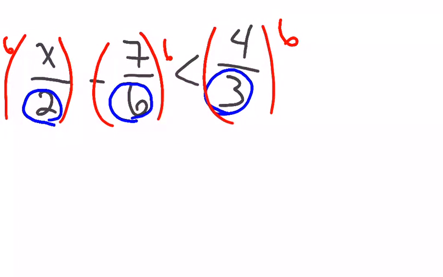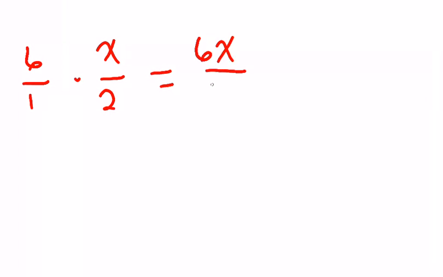Now, what does that mean? So I have 6 over 1 times x over 2. Now remember, we multiply straight across, so we get 6x over 2, but 2 goes into 6 3 times, so we're just left with 3x.